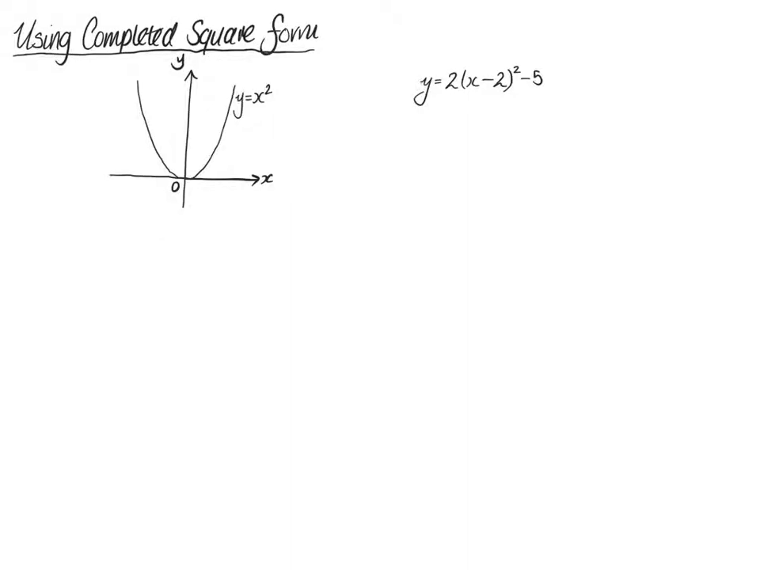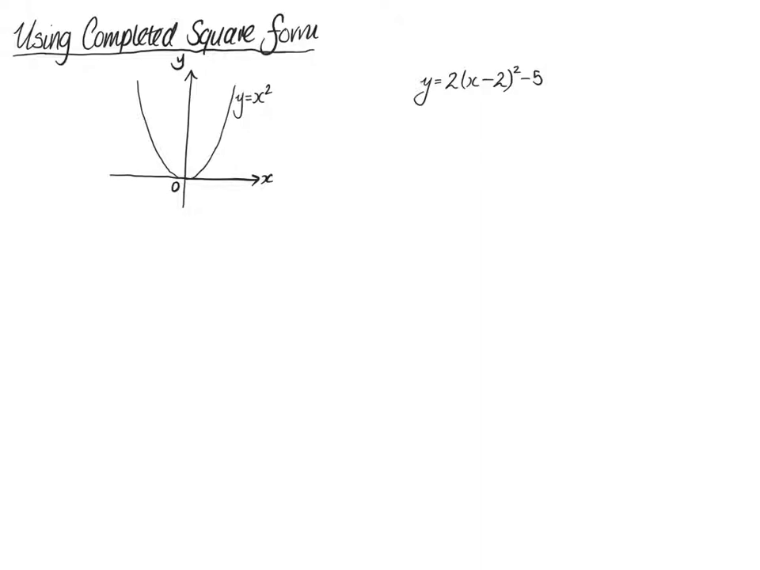Now we're going on to using the completed square form. So now we know how to complete the square. It's how do we use this? And this is tying into our functions. So here I have a function, y equals f of x, but it's also 2 times (x minus 2) squared minus 5.